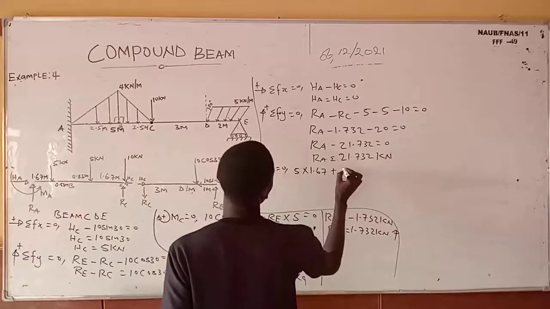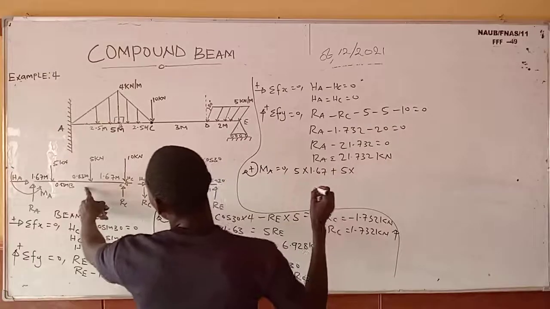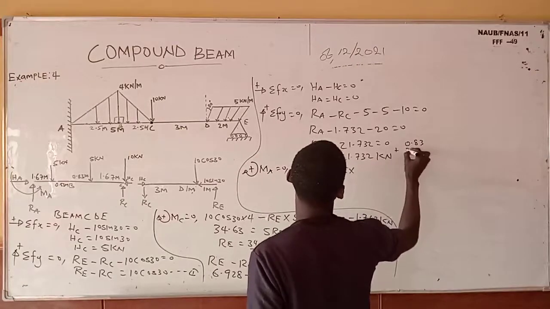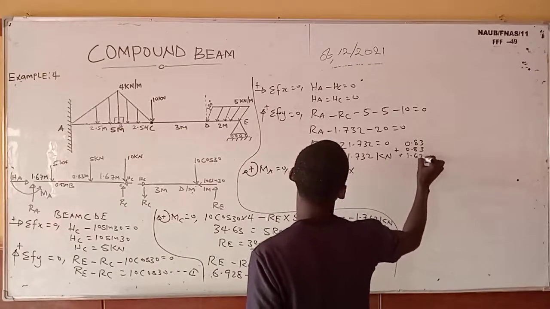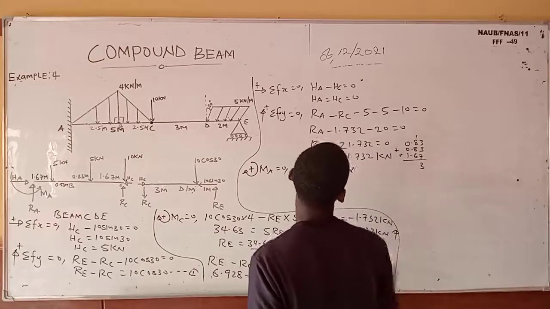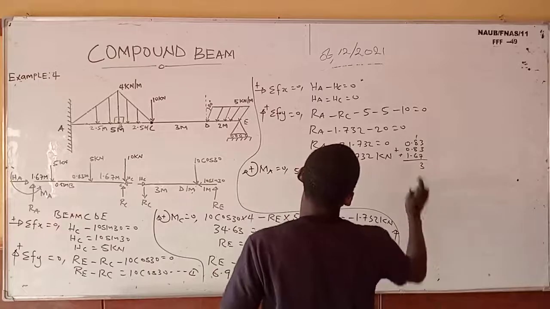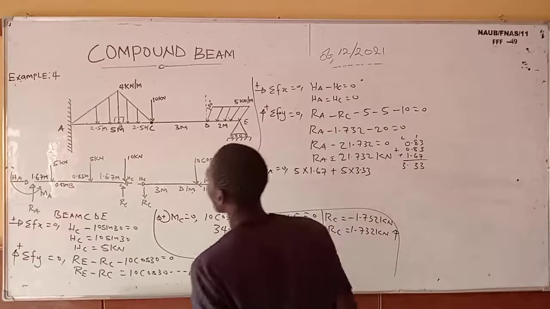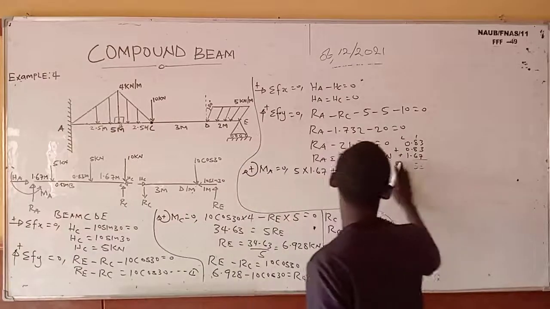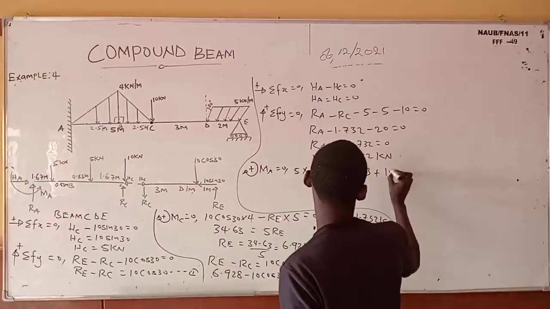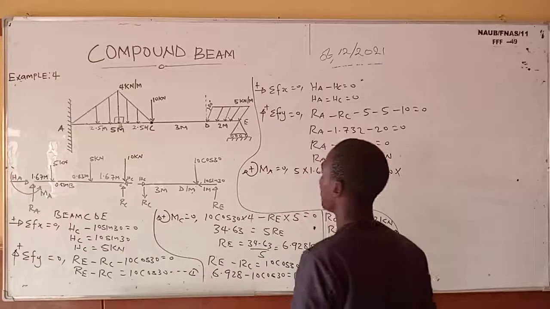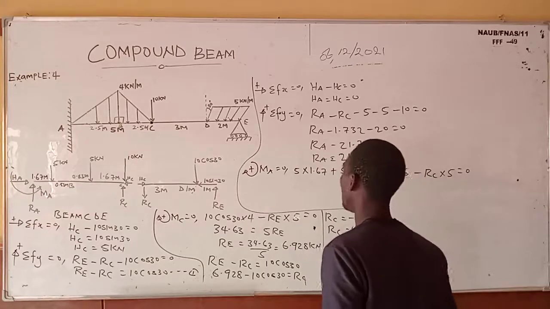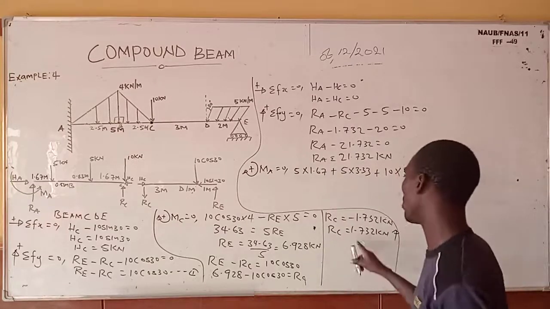So it's going to be 5 times 1.67, plus 5 times the total distance of this, 0.83 plus 1.67, right? So that is 3.33. Plus 10 times the total distance, which is 5, minus RC times 5 equals 0.